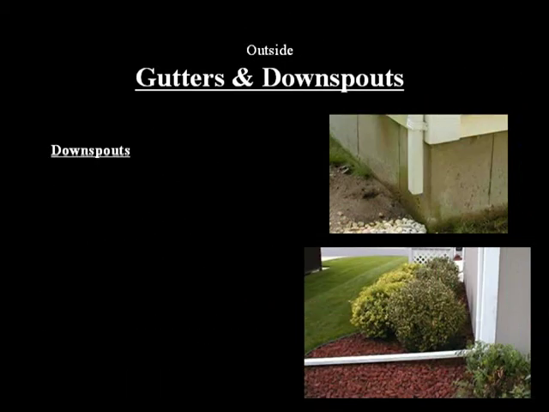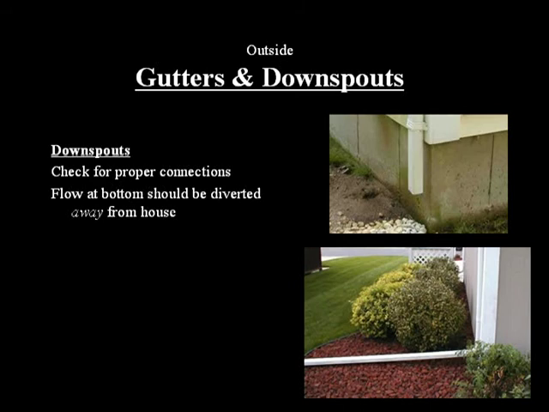When looking at your downspouts, check for proper connections to the house and to other pipes. It doesn't help when you have a large pipe connected to a smaller pipe beneath it that won't catch all of the water. The flow at the bottom should be diverted away from the house, not allowed to accumulate right against the foundation as shown at the top photo.